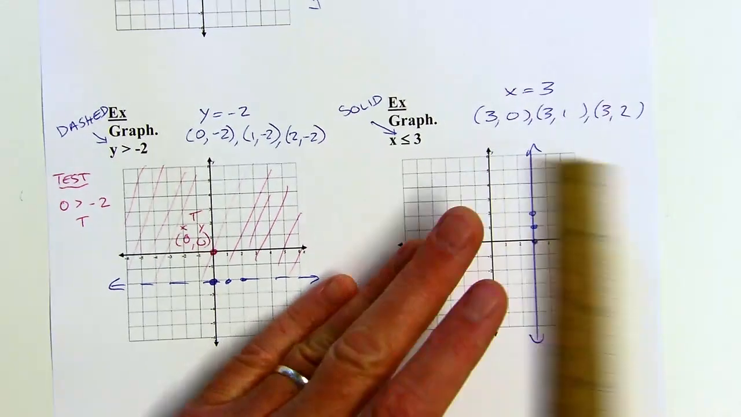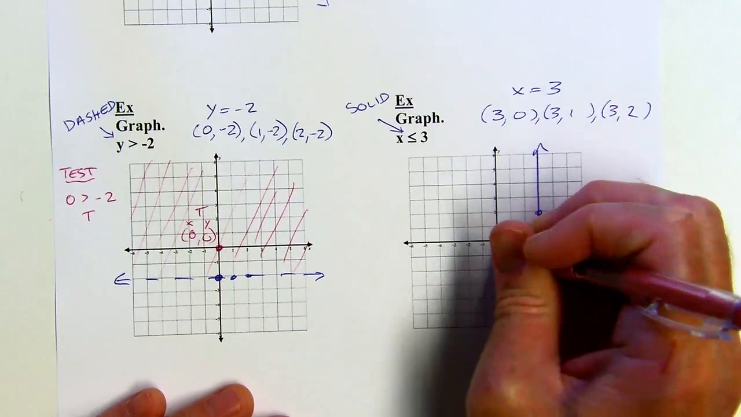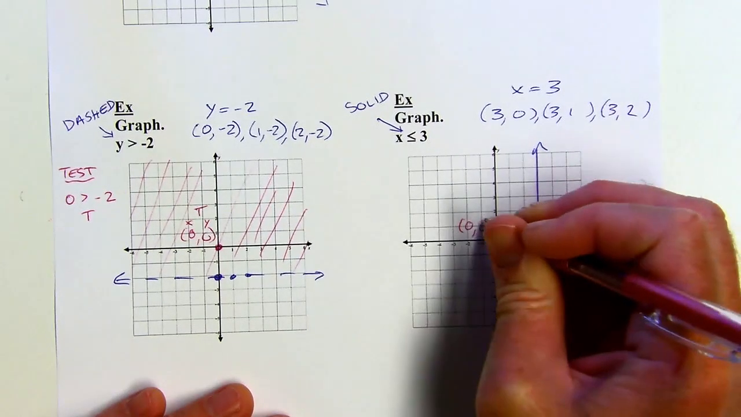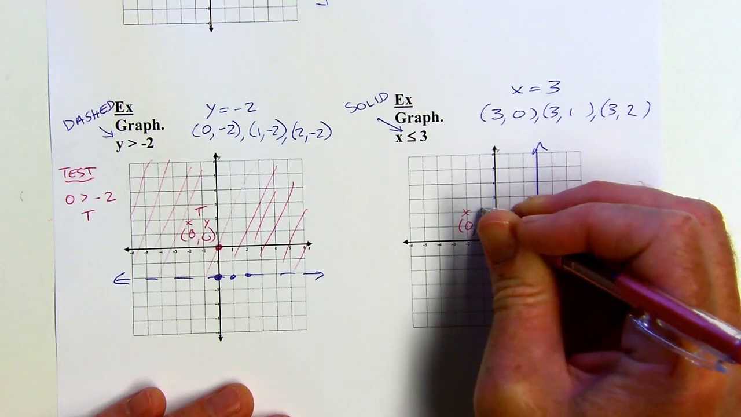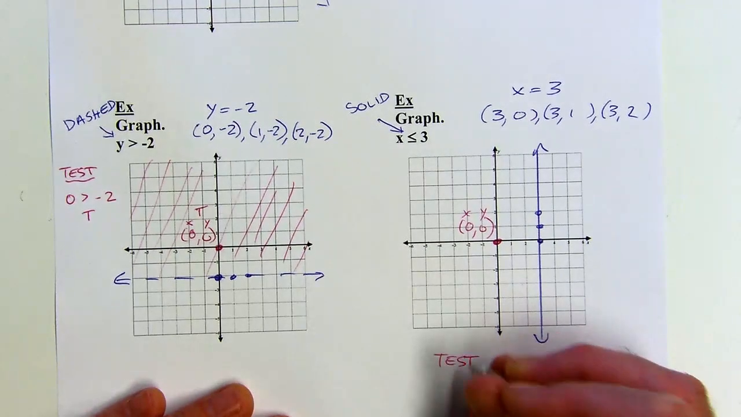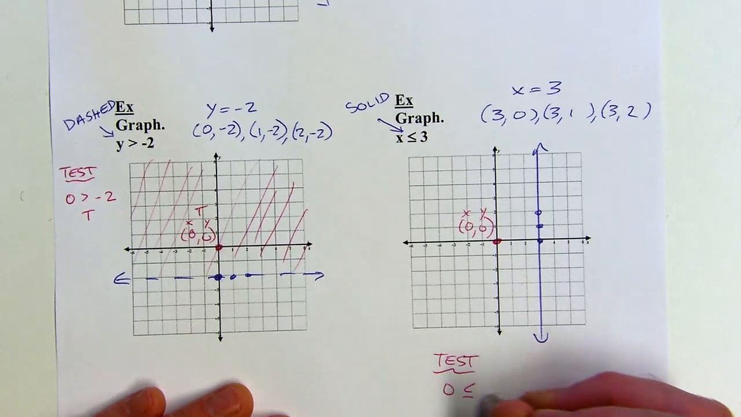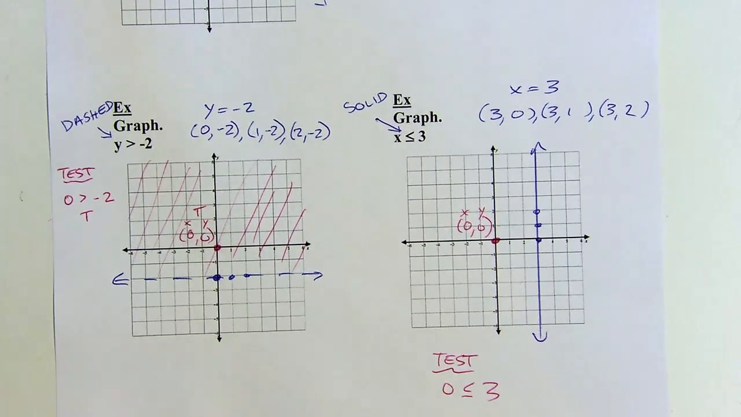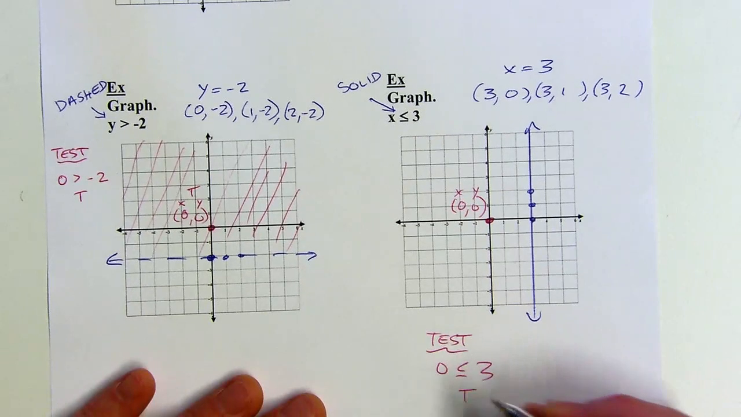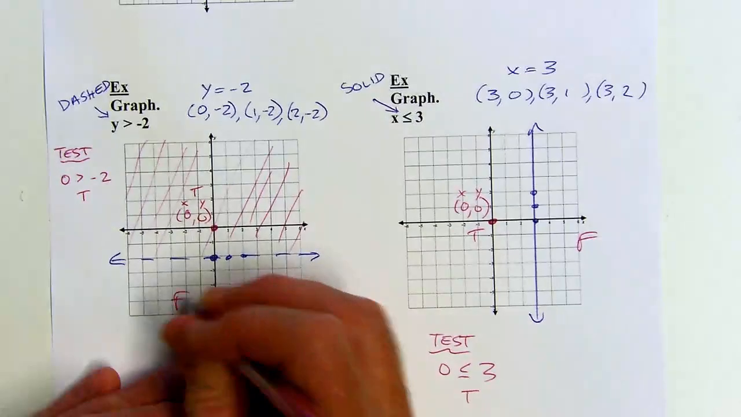Okay, so there's my boundary line, and let's choose a test point again. I'm going to test 0, 0. Okay, so I'm plugging that in for x and y. Well, there's nowhere to plug in the y, so I'll just plug in the x then. So I get 0 is less than or equal to 3, and I'm thinking, is that true or false? 0 is less than 3, so that's true. So that's my true side. This is my false side. I forgot to put that's my false side.